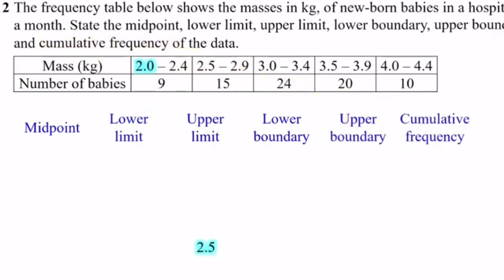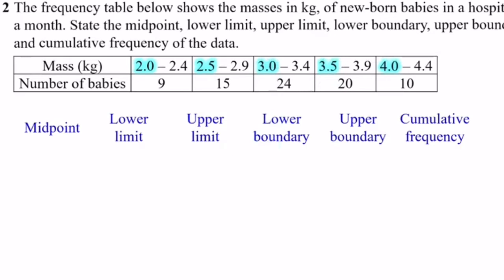The lower limit is 2.0. Then 2.5 for each of the class interval. We highlight the lower limit in blue color. 3.0. Always use a highlighter. And then 3.5. And then 4.0. All these are lower limit.